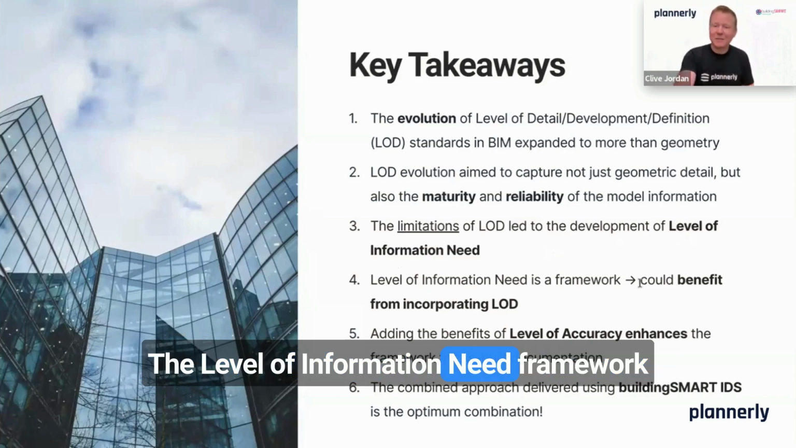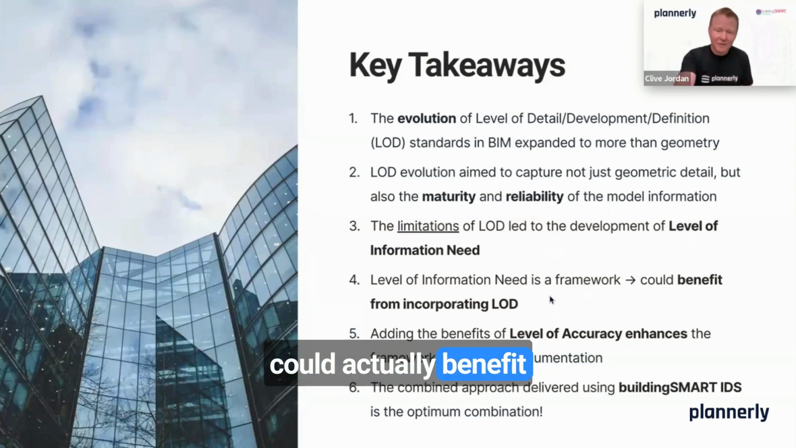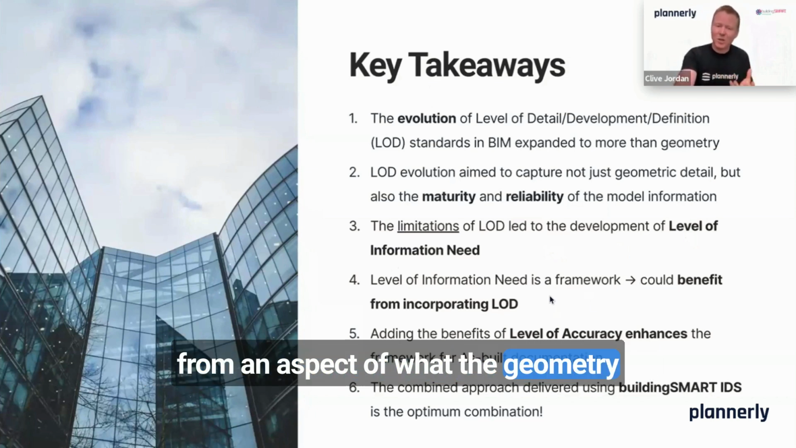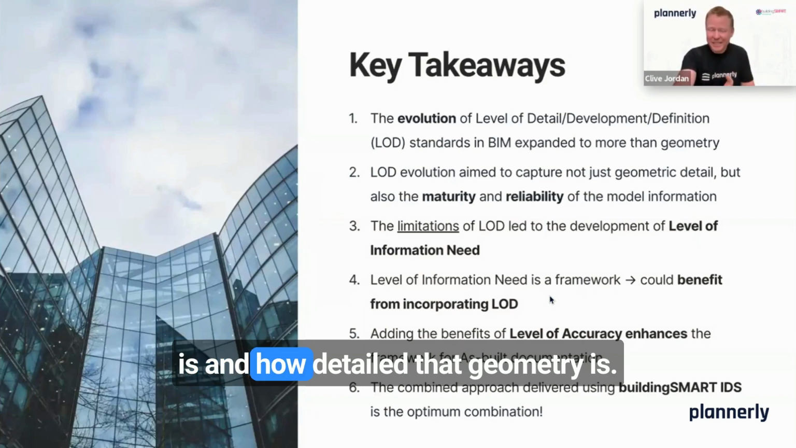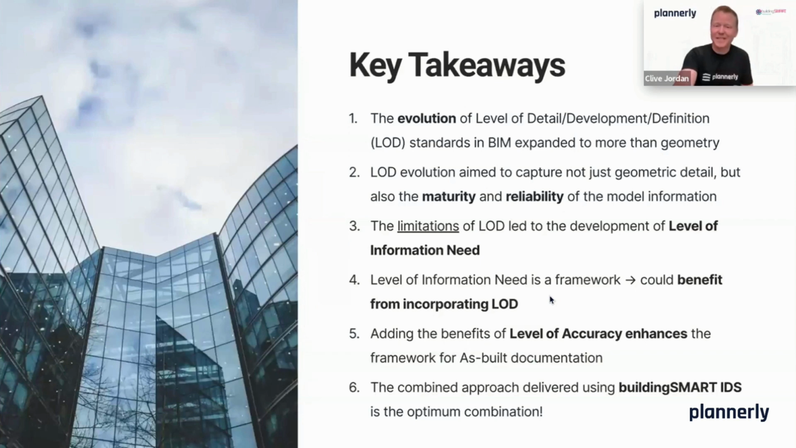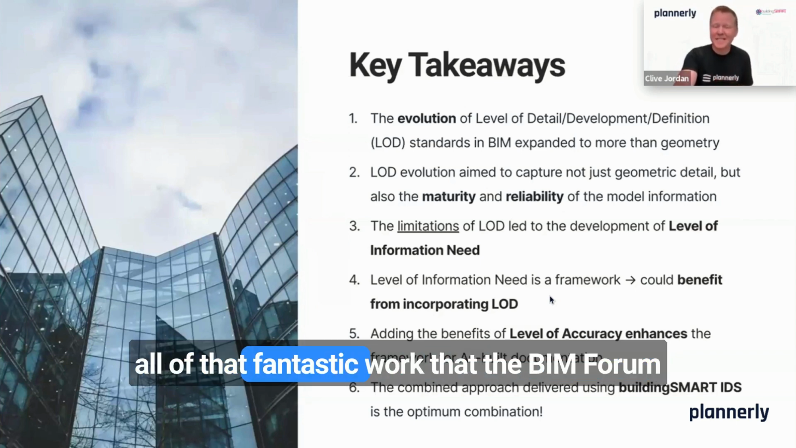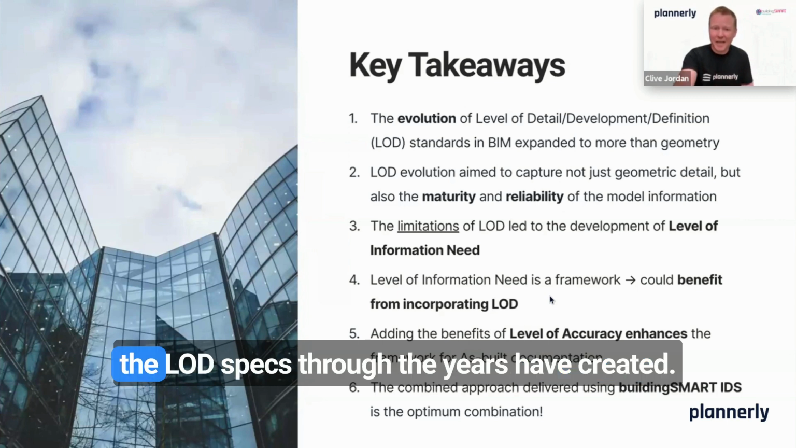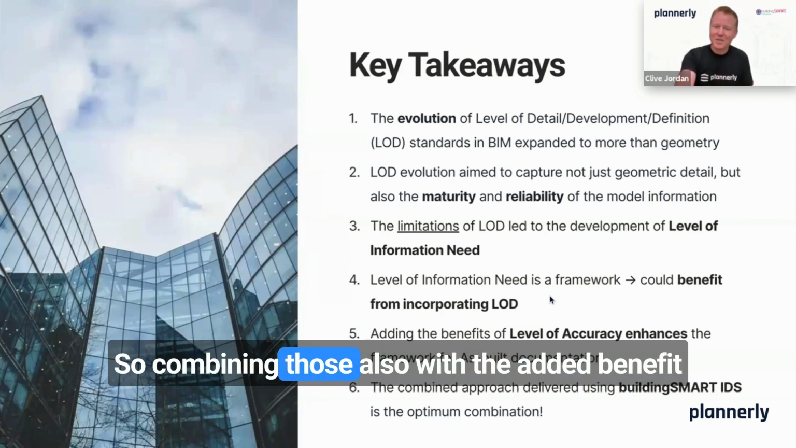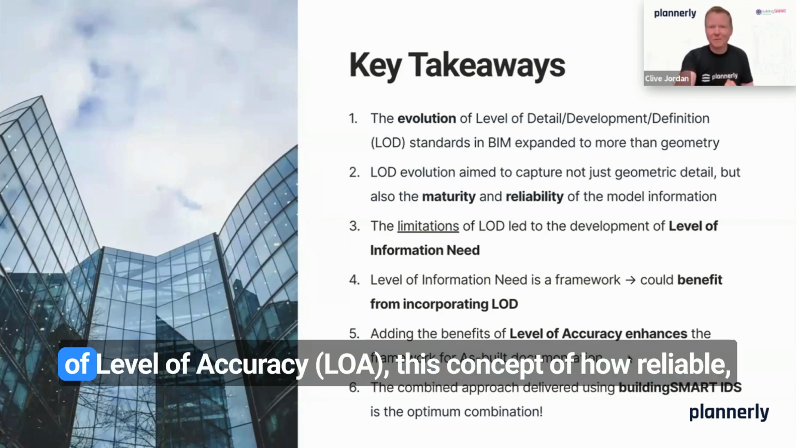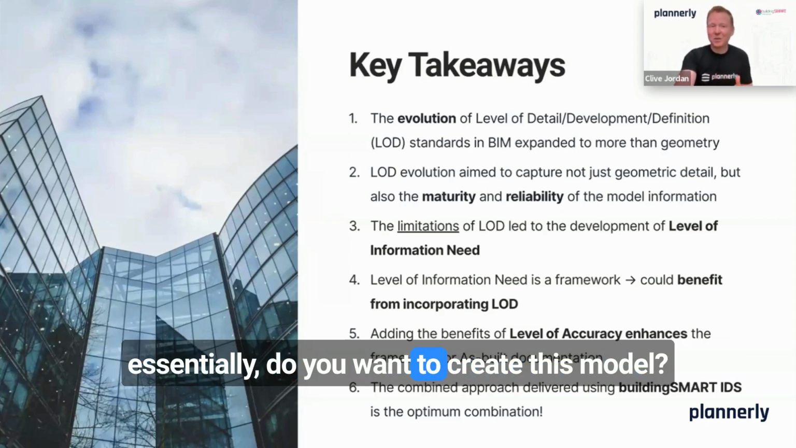The level of information need framework could actually benefit. There is an aspect of what the geometry is and how detailed that geometry is. And the benefit could be really incorporating all of that fantastic work that the BIM forum and the teams that have been developing the LOD specs through the years have created. So combining those also with the added benefit of level of accuracy, this concept of how reliable, essentially, do you want to create this model?